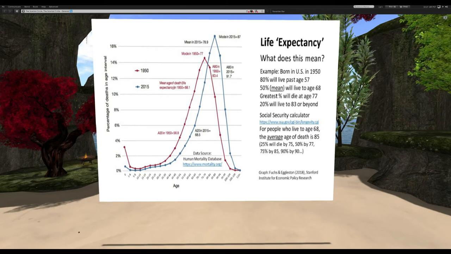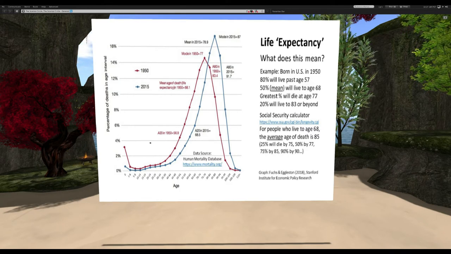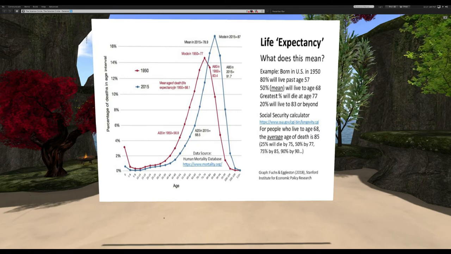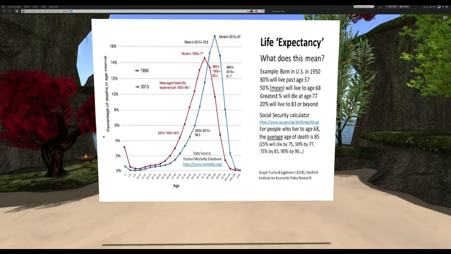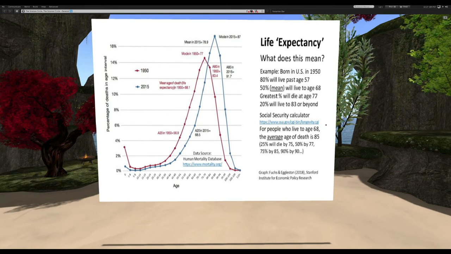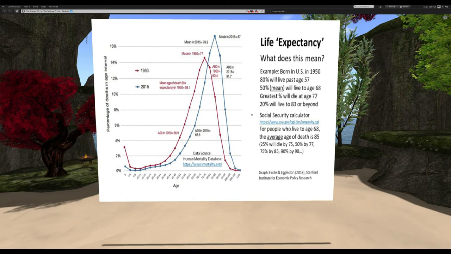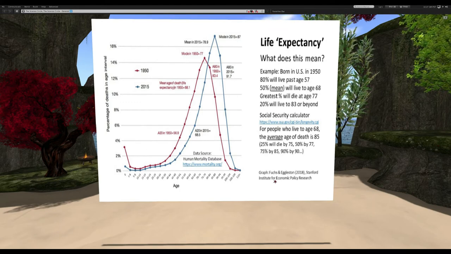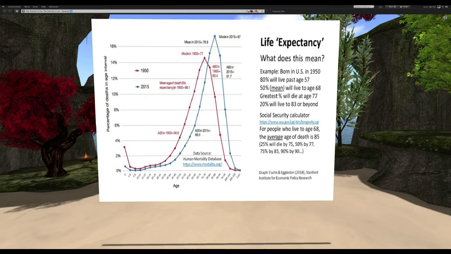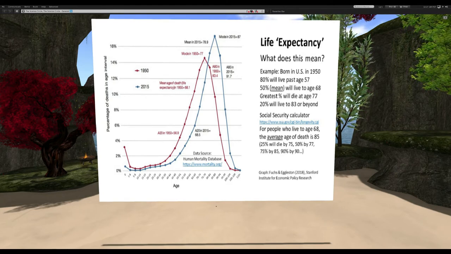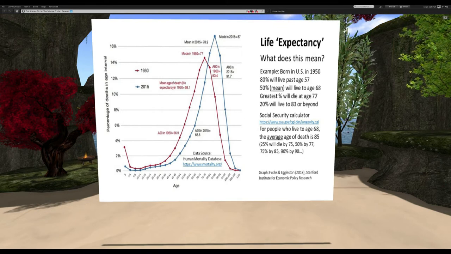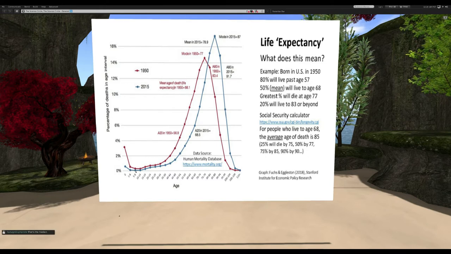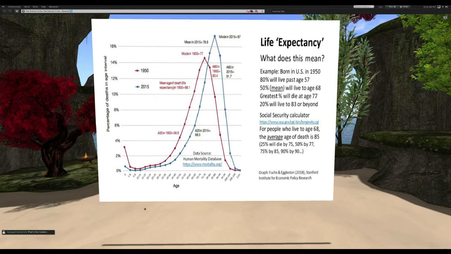And so in this particular one, when somebody says life expectancy, what do they mean? This is a concept of time that's bandied about a little bit, and I think it's misunderstood. If you look at the lines right there, if you're born in around 1950, then 80% will live past age 57, but by the time you get to 68, that's the median, which means that 50% of people will have died by age 68, and 50% of people will live beyond that. But only 20% will live beyond 83 or so. Now, if you happen to be looking at Social Security, which here again, you have to be a little older to think about that. Yeah, it's the mean versus the median.